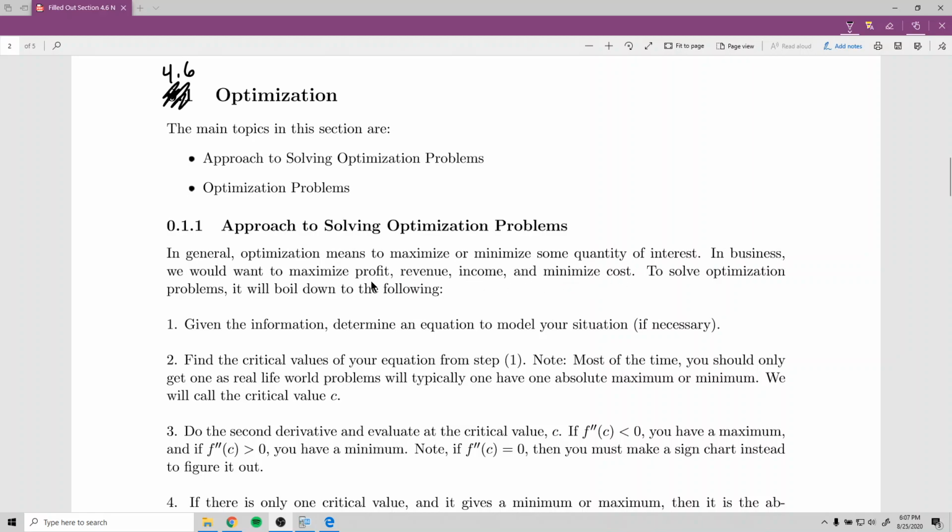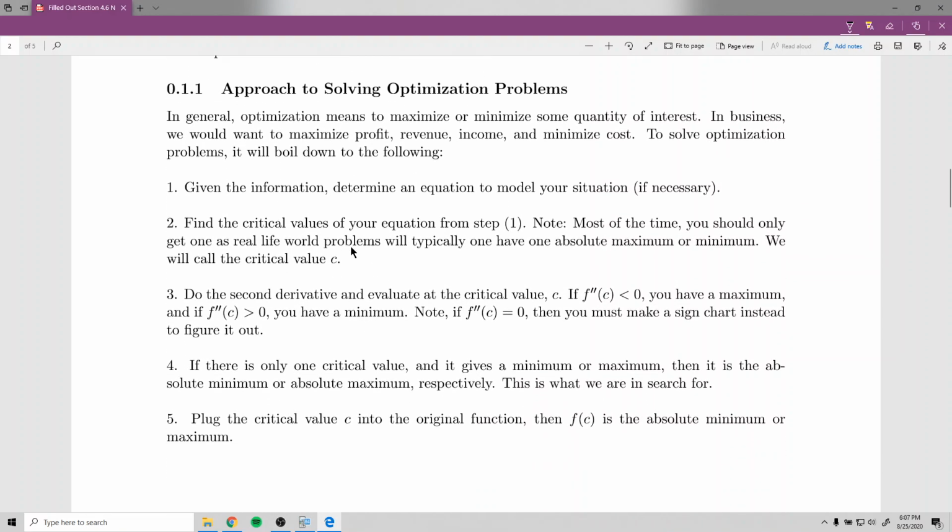So in business, some relatively easy things that you would want to think about maximizing would be your profit, your revenue, your income, and then if you wanted to minimize something, you would want to minimize your cost. But to solve optimization problems, it will boil down to the following. If we can figure out the formula for the word problem, then it's just going to be a problem like last section in 4.5. But I have just some rundown here of what you do.